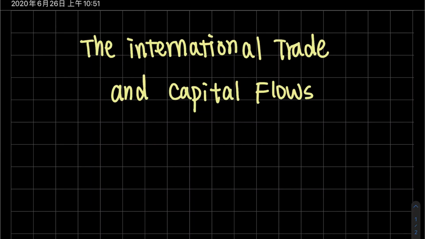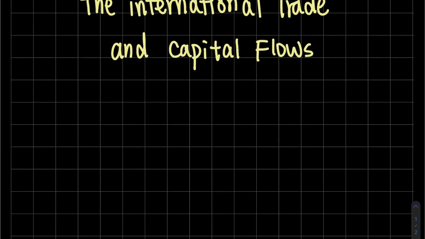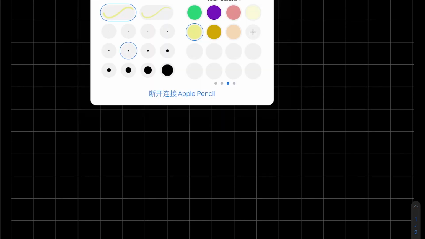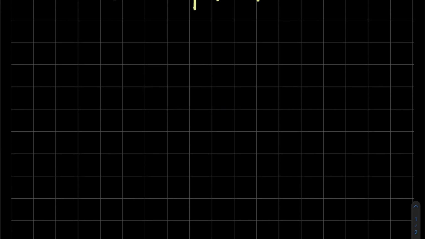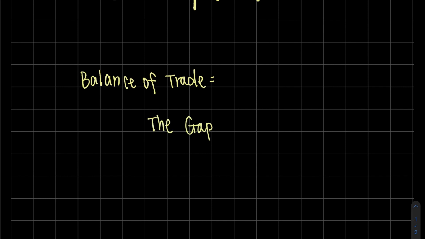Hi guys, today we are talking about international trade and the capital flow. Before I begin, I will introduce the balance of trade, or trade balance. Balance of trade is the gap between a nation's exports and imports. Just the gap.